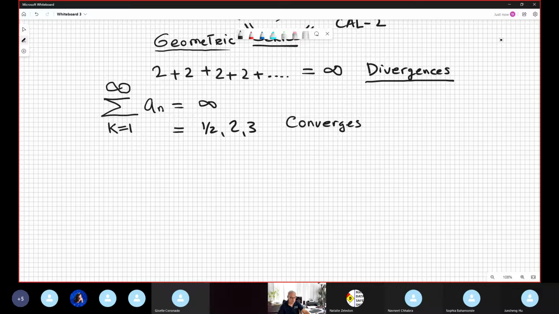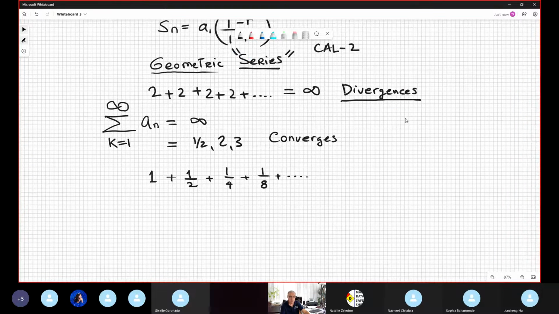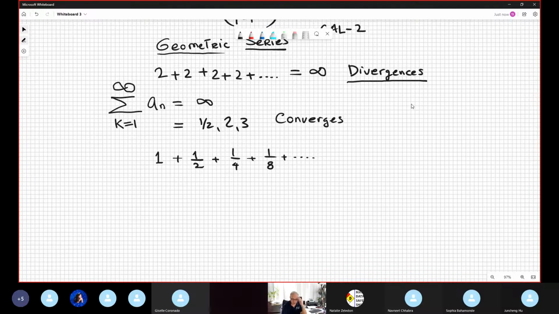So let me explain. Suppose this is an elementary example to understand this. 1 plus 1/2 plus 1/4 plus 1/8 and continue forever to infinity. And this is the series. By the way, geometric, I want to explain it, but not now. I want to try to solve this problem using an intuition idea. Suppose one segment.